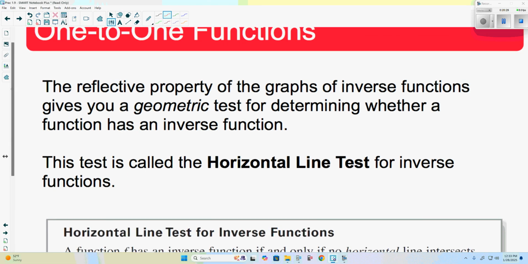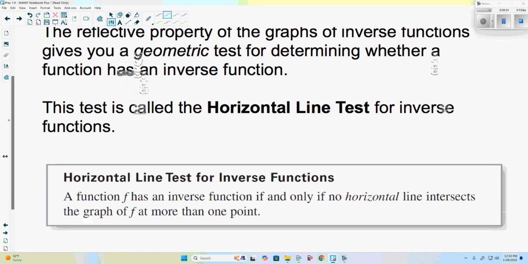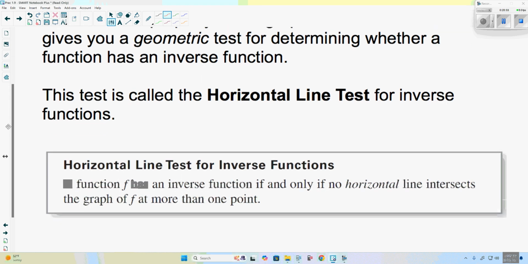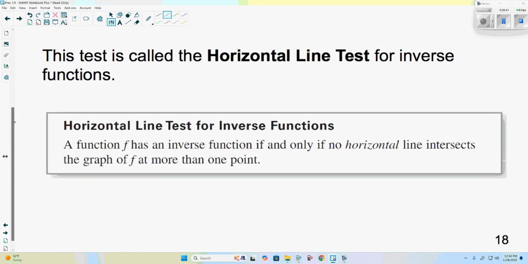One-to-one. The reflection property of the graph of inverse gives you a geometric test for determining whether a function has an inverse. This test is called the horizontal line test for inverse functions. So if we can draw a horizontal line and it crosses the original graph in more than one place, it does not have an inverse, or its inverse is not a function. A function f has an inverse if and only if no horizontal line intersects the graph of f in more than one place.